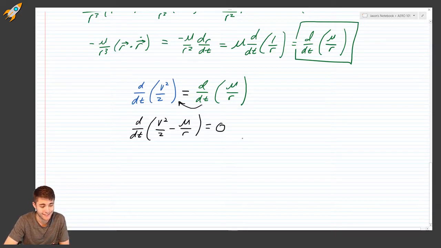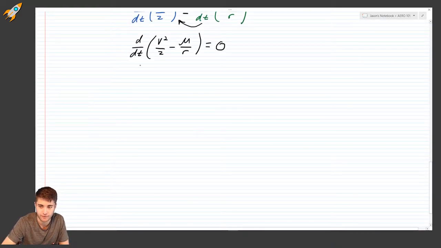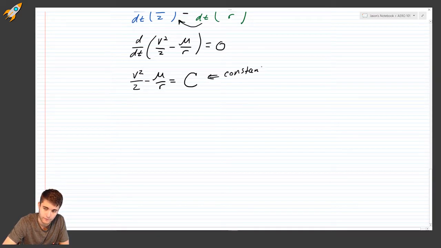And let's integrate over time. If we integrate, we get what's called a constant of integration. So let's do that. V squared over 2 minus mu over r is equal to some constant of integration. And again, this is called a constant of integration.